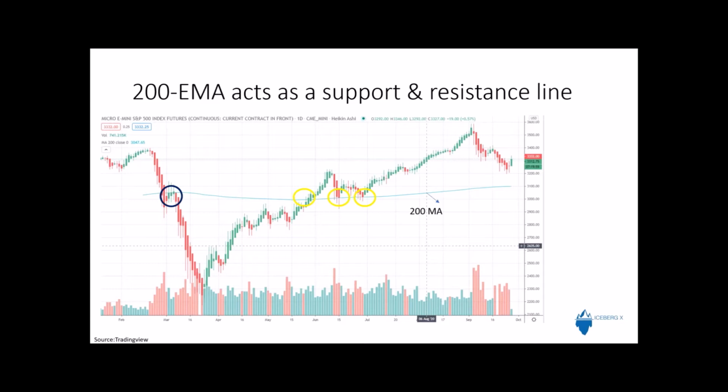So do take caution, especially when you use the 200 EMA for analysis, because besides candles breaking and forming above or below, we can also use the 200 EMA line to indicate where the resistance and the support are. And this usually refers to the long-term support and resistance lines.